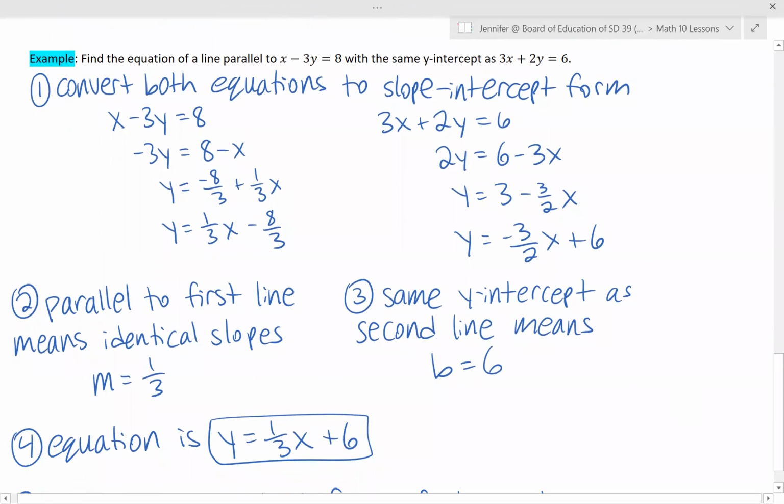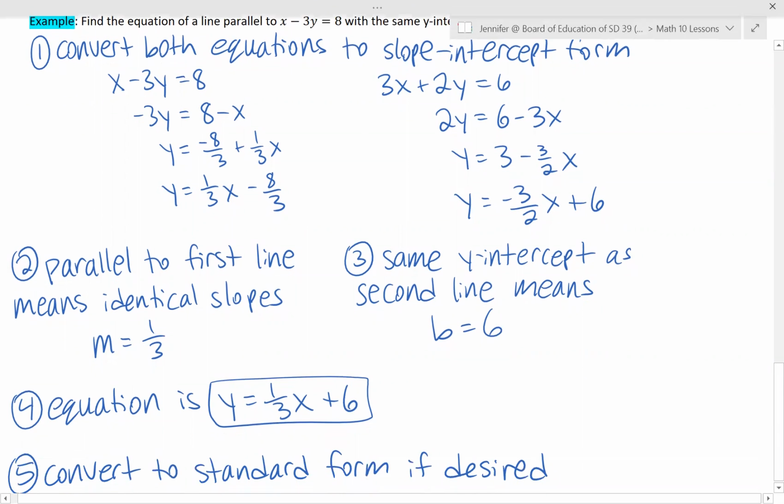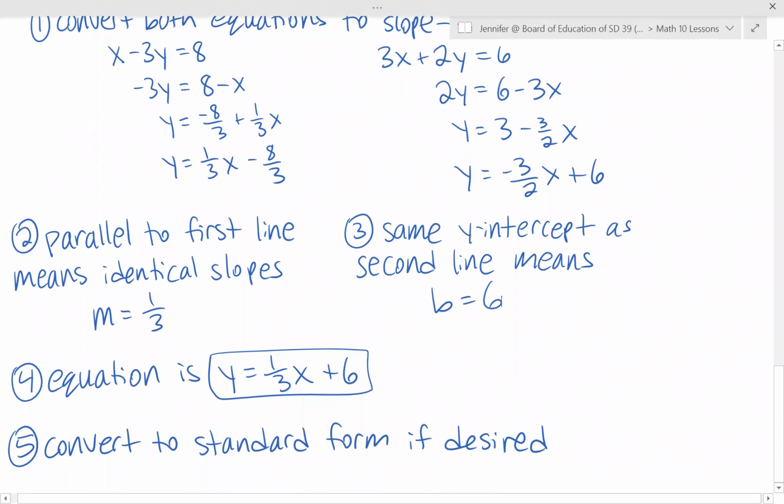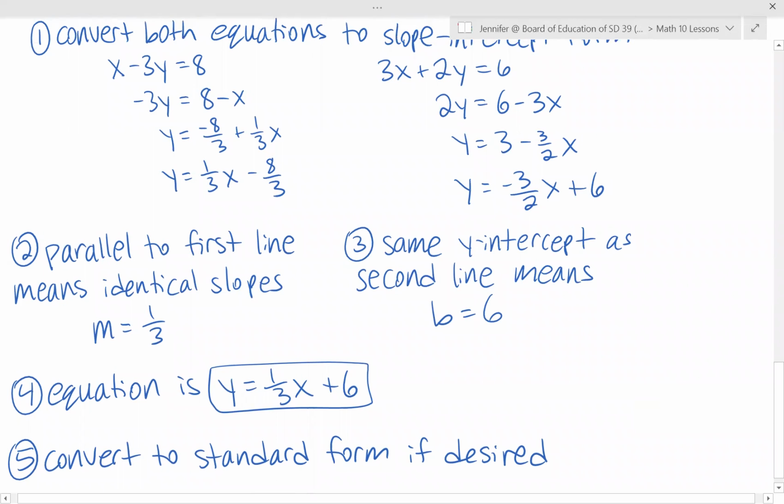So now we can put this together in our equation. This time it'll be slope-intercept form because that's what we're given. It would be y equals 1/3 x plus 6. So this now has the slope of the first line and the intercept of the second line. And as always, we can convert to another form if desired. We can't very easily convert to point slope form. It's very easy to convert out of point slope form. So that's why I said we just might convert it to standard form. We probably wouldn't convert to point slope form. So these are the types of more complex problems we can solve related to parallel and perpendicular lines.